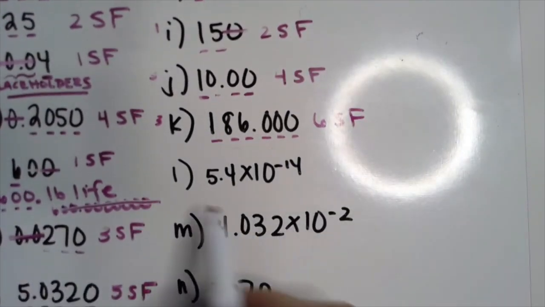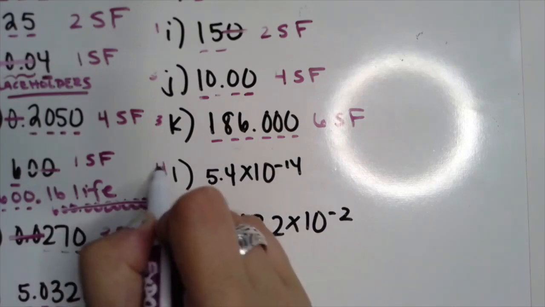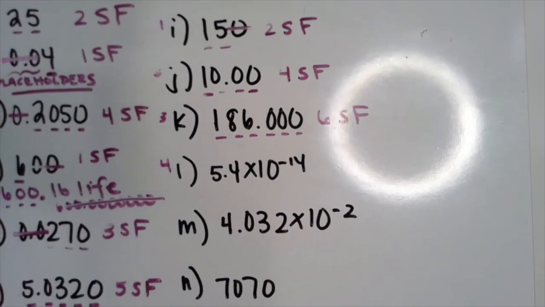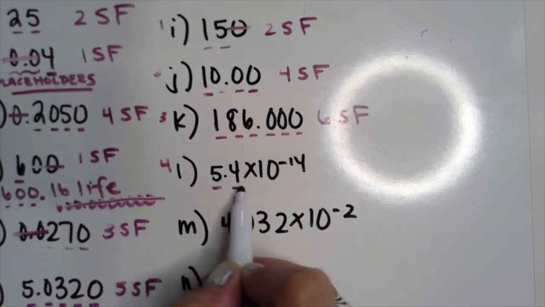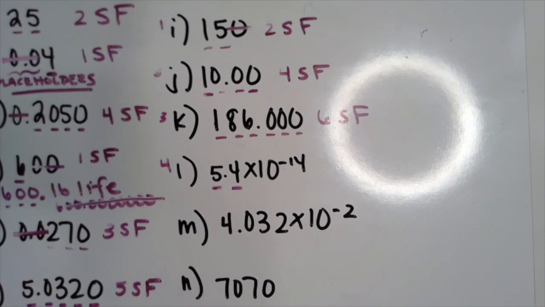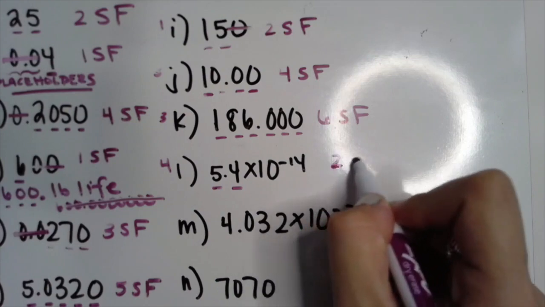L, we're dealing with rule 4 here for the first time. So this one is written in scientific notation. So everything to the left of the multiplication sign is considered significant. If it's written in proper scientific notation, I want to make that note, which I will always give it to you in proper scientific notation. So L has 2 sig figs.